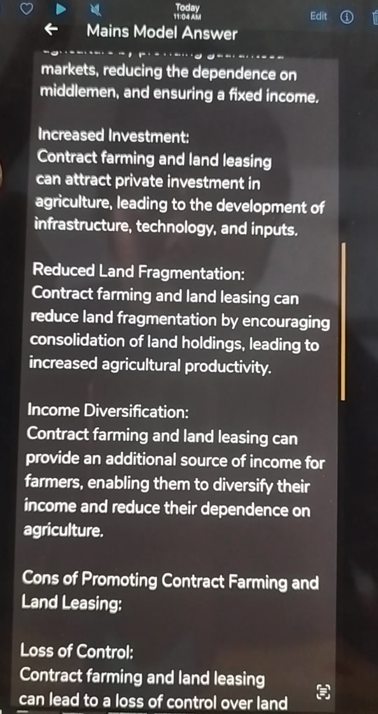Income diversification. Contract farming and land leasing can provide an additional source of income for farmers, enabling them to diversify their income and reduce their dependence on agriculture.